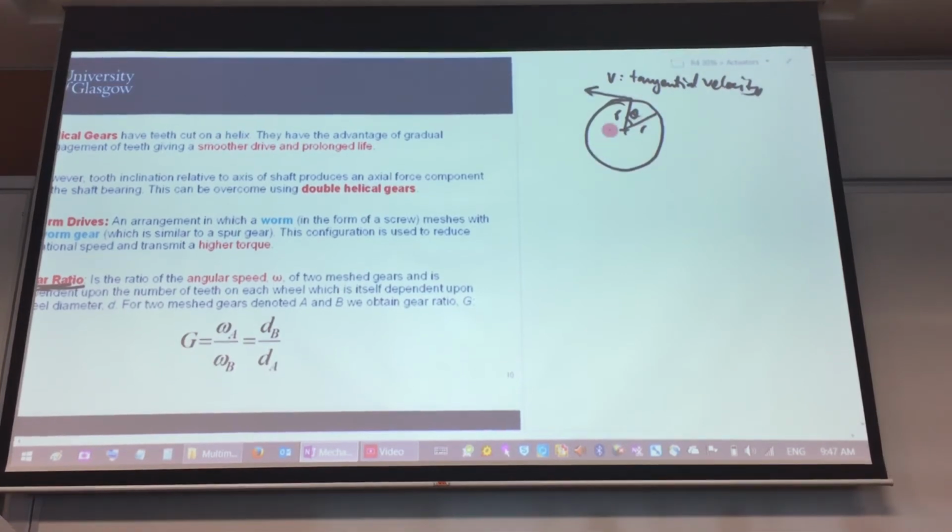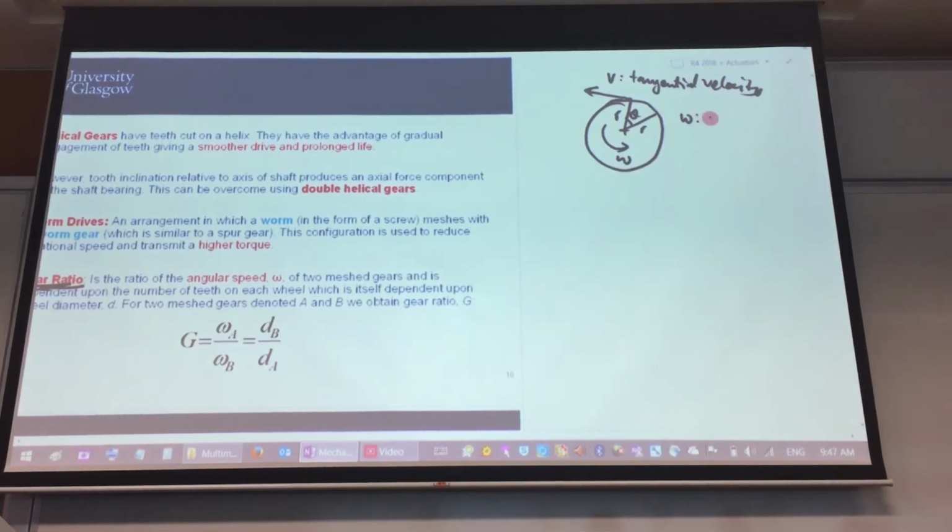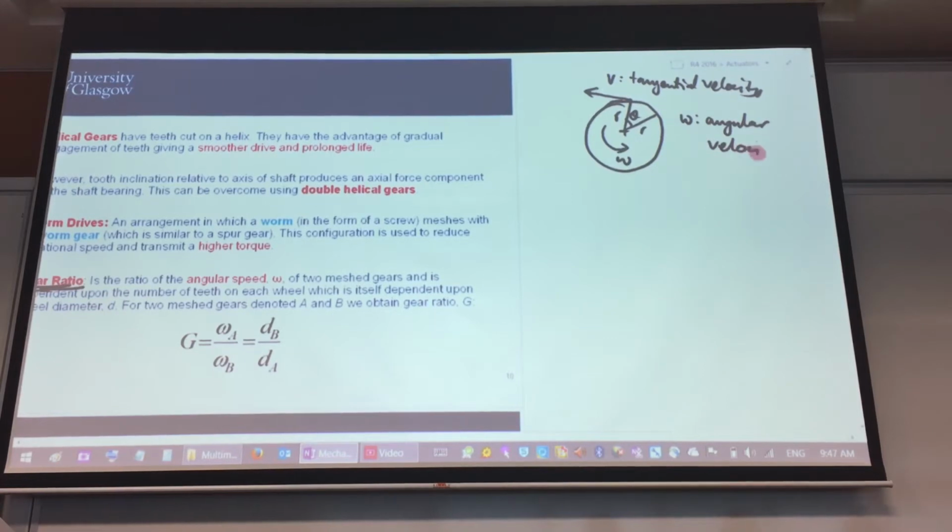And if you were to rotate in that way, then you would have this, what we call the omega, is angular velocity. So if it rotates from this radius position to this radius position, this arc length over there is represented by S.